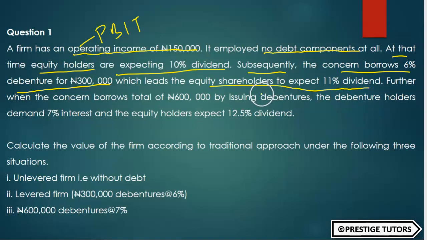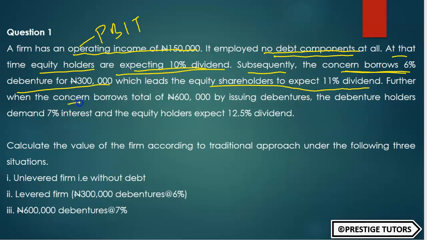Now, if you look at the assumptions under the capital structure, it tells us that the more the company goes out to get debt, the equity shareholders become worried. And what happens? They increase their own returns, their own expectation. At the point when the firm had no debt, the equity holders expected 10% dividend. Now the company has gone to look for 6% debt of 300,000 naira. Now the equity holders have increased their returns from 10 to 11, 1%.